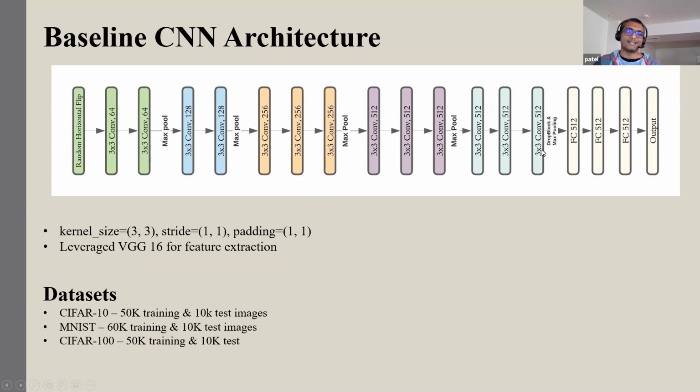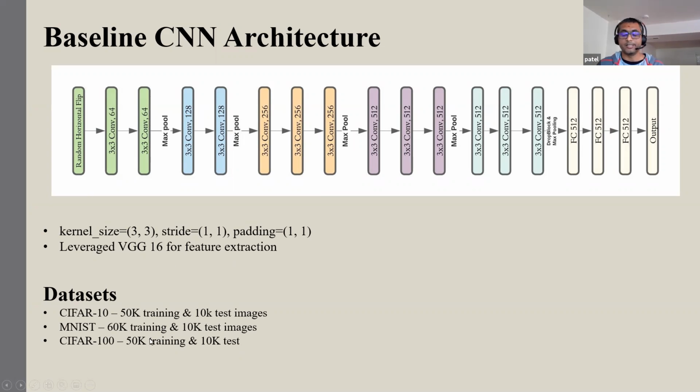The original VGG16 uses dropout, which I did not want to use here. So I changed it and implemented DropBlock in this network, and then the fully connected layer of 512 nodes. Another thing I have changed is that the original has 4096, but I just need 10 classes and 100 classes, so I reduced the fully connected layer to 512. Kernel size is the same, 3 by 3, stride 1 by 1, padding 1 by 1.